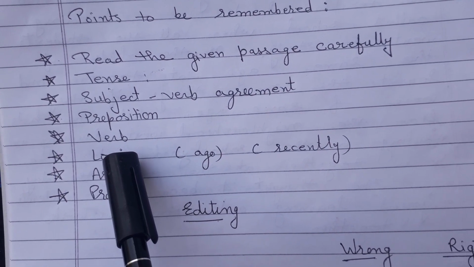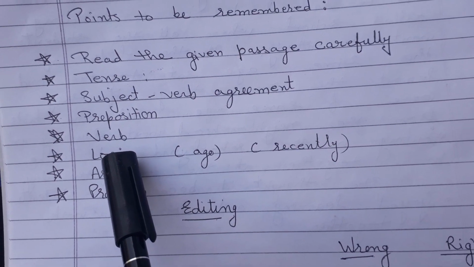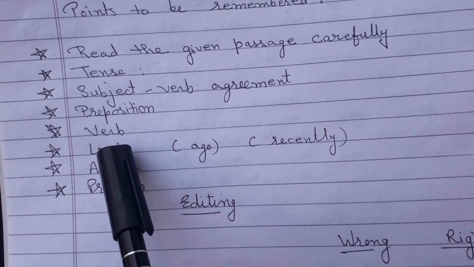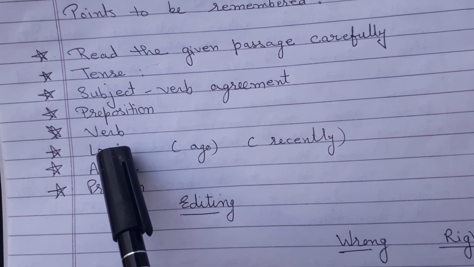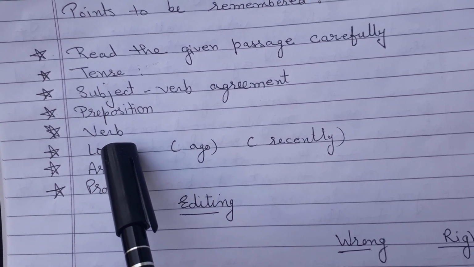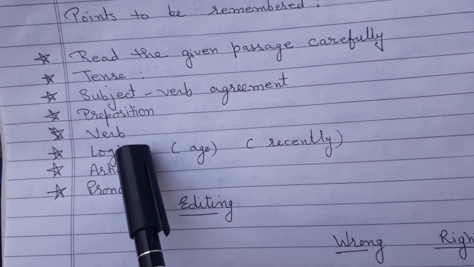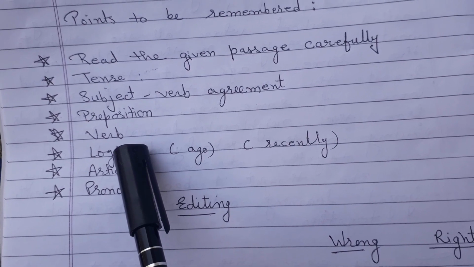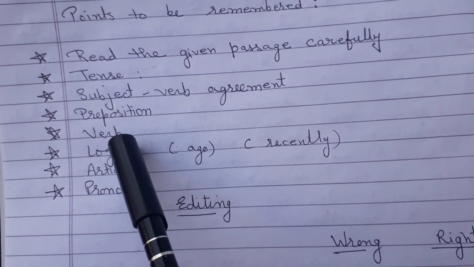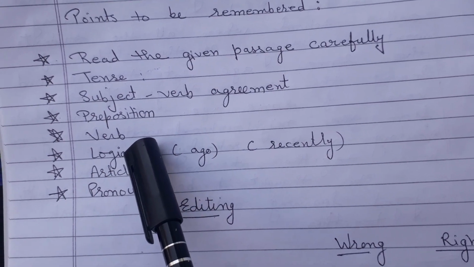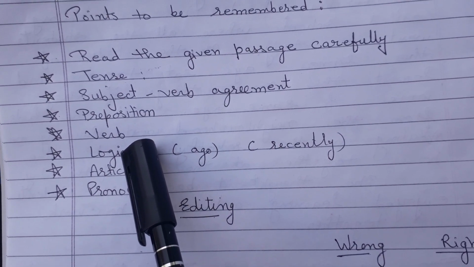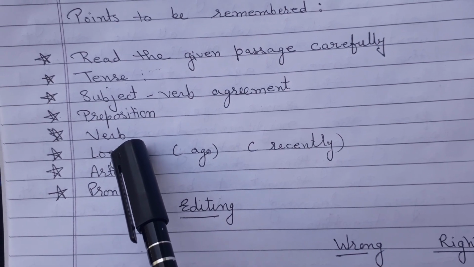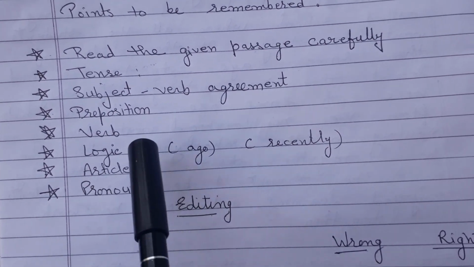Then use of verb. Verb can also be wrong. Suppose the third form is to be used, but there the second form of the verb is used in the editing part, or maybe the verb is left over. Remember, the verb left over will always be the helping verb. In the main verb, there cannot be such that it is left over. Whenever in omission there is omission of verb, it means always it is of the helping verb.